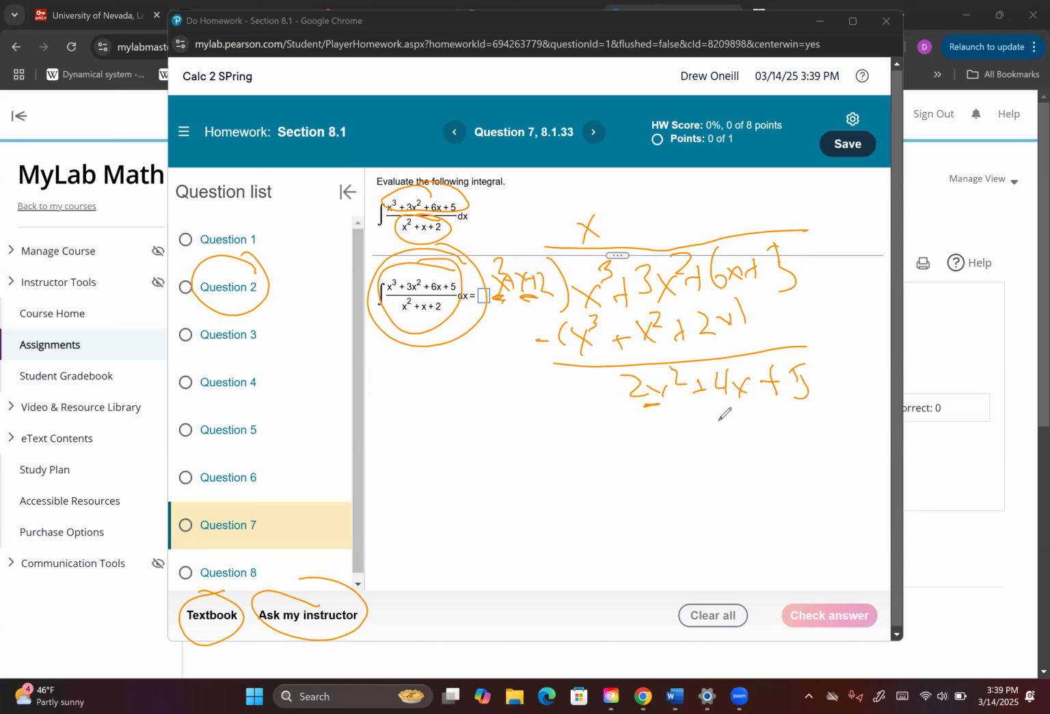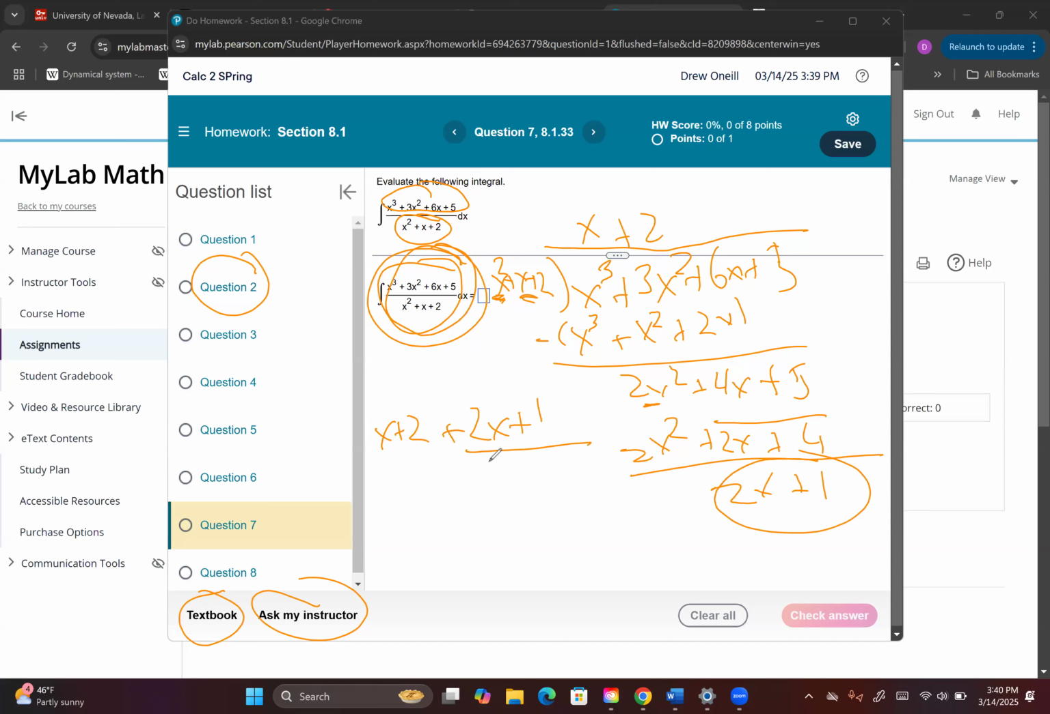I don't care about these other terms. I just ask, how many times does x squared go into 2x squared? That's 2, plus 2. Multiply it back through, and then you get 2x plus 1. What this means is when we do division, we can say that this whole thing is the same as x plus 2 plus the remainder over the divisor, x squared plus x plus 2.